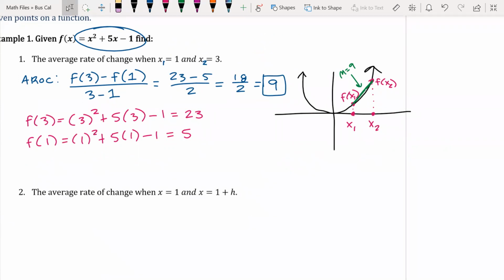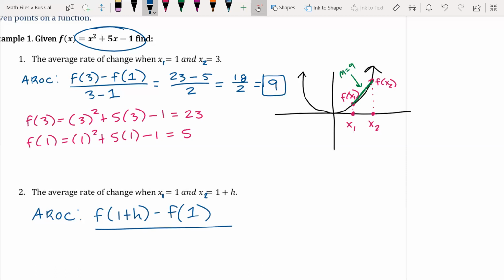Number 2, find the average rate of change when x is 1 and x is 1 plus h. So once again, let's just go ahead and label everything. This will be x1, and this will be x2. And let's go ahead again and find the average rate of change. So now we're going to have f of x2, which is going to be f of 1 plus h, minus f of x1, which is f of 1, over x2 minus x1, which is, I'll put it in parentheses, 1 plus h minus 1.